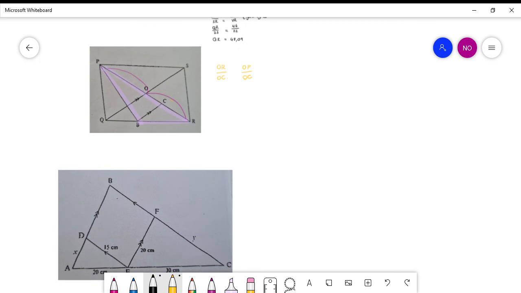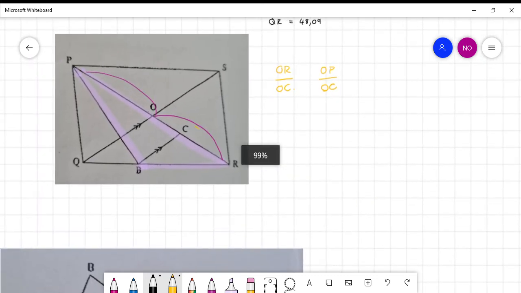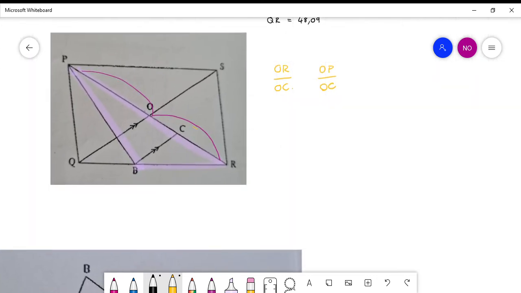Number 4, I did finish. I just didn't write the answer on the board, so you guys can go and do it for yourself. I told you guys we had to know that OR is the same as OP because those diagonals bisect one another. So then you use that to find the correct answer.